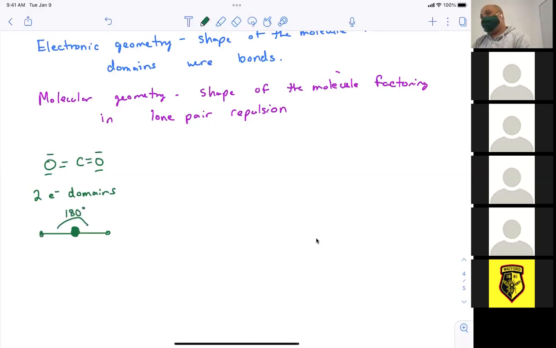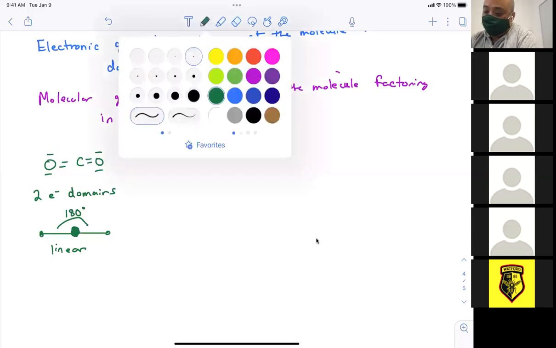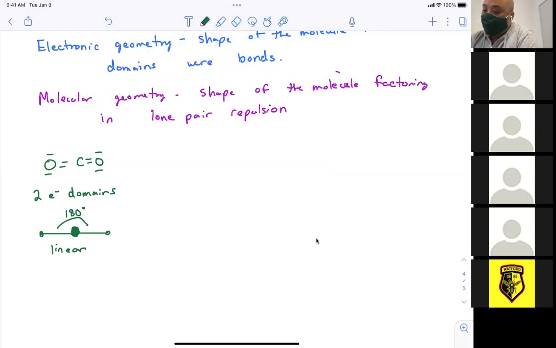Now, what shape is that? A line. It's called linear. Wow, y'all hesitated for that. I need to talk to your geometry teachers. It is linear. If you have 2 electron domains, you have linear, and you can't have any other shapes with that, because if one of them is a lone pair, it's still a line. If you get rid of this, it's still a line, right? So with 2 domains, the only possible shape is linear. Let's say we have something like this.